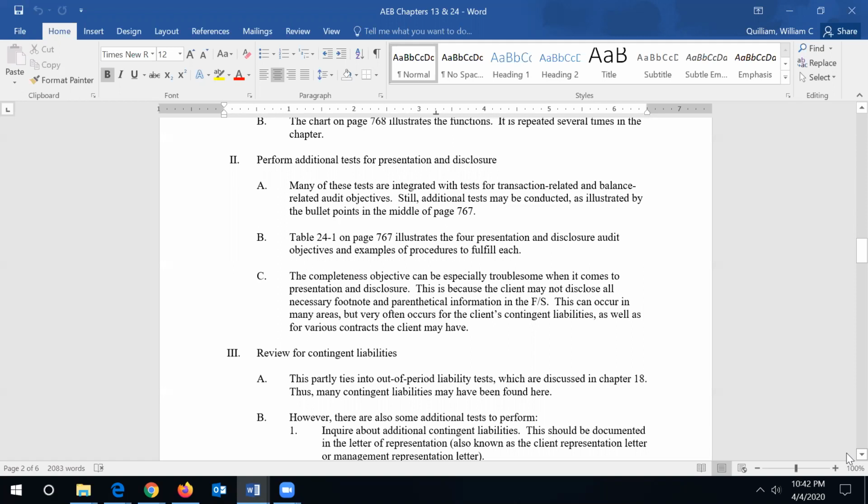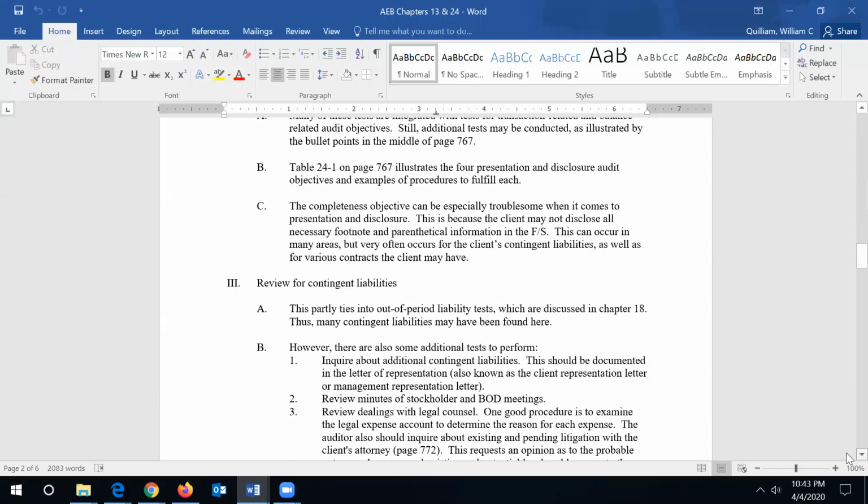I do want you to know about C. The completeness objective can be especially troublesome when it comes to presentation and disclosure. That's because we may never know what has been left out of it. So what has been left out of it means the completeness was not fulfilled. So reading on, this is because the client may not disclose all necessary footnote and parenthetical information in the financials. And we have to search for it. That can be something where we don't detect everything. So this can occur in many areas, but often, very often in fact, occurs for the client's contingent liabilities because they don't like to admit to them, as well as to various contracts the client may have.